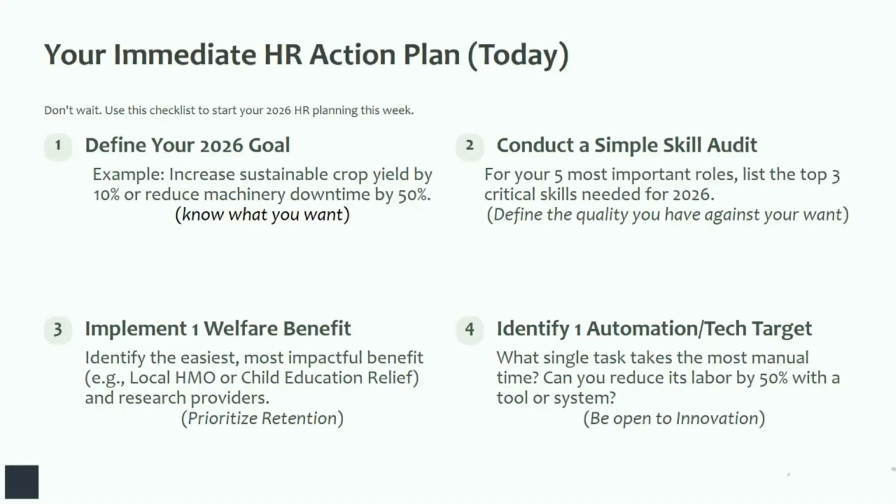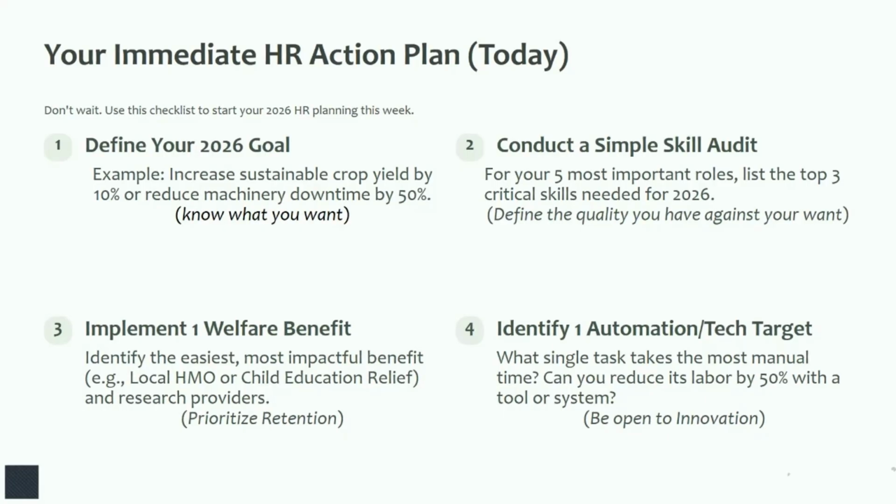Then number 2 is that you need to conduct a simple skill audit within your farm, within your business. For your 5 most important roles, list the top 3 critical skills needed for 2026. Like you are having 5 people. Are you just having 5 people or 5 skilled people? Are these people up to date with what you want to do in 2026? Probably you want to innovate, you want to go into automation. You want to automate in 2026. So this staff you have at hand, are they up to date on these skills that you want to introduce? Or do they need training? So you have to define the quality you have against what you want.